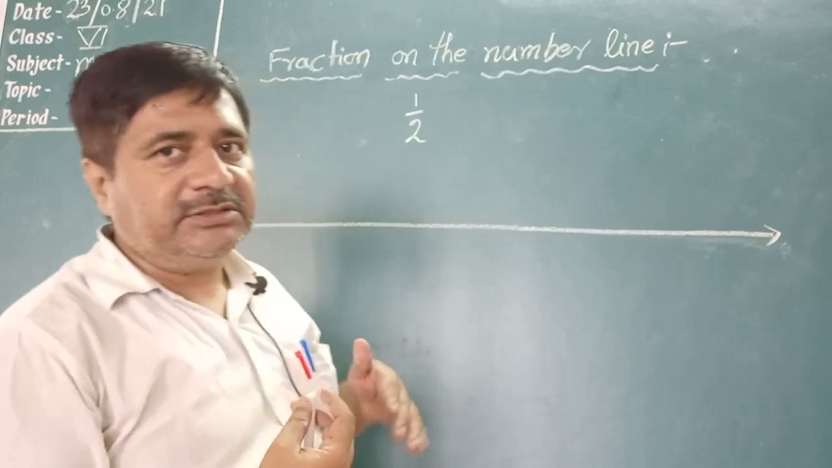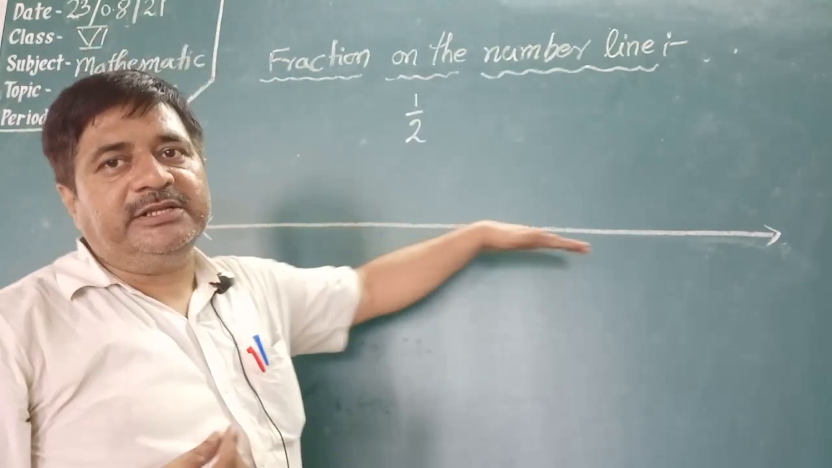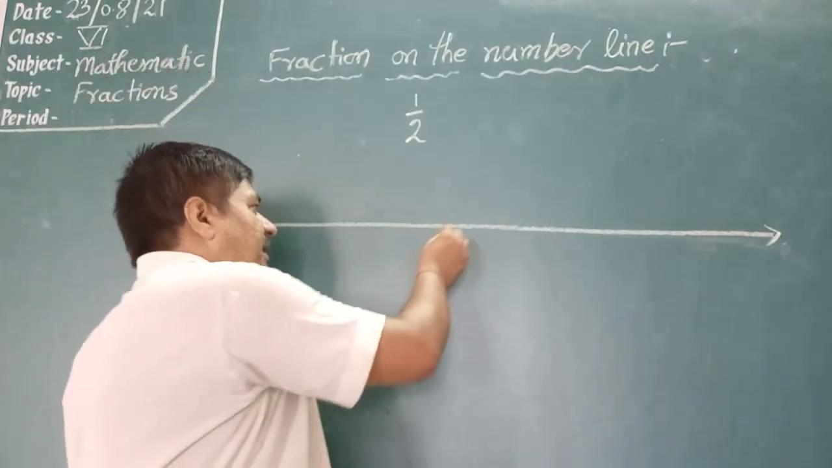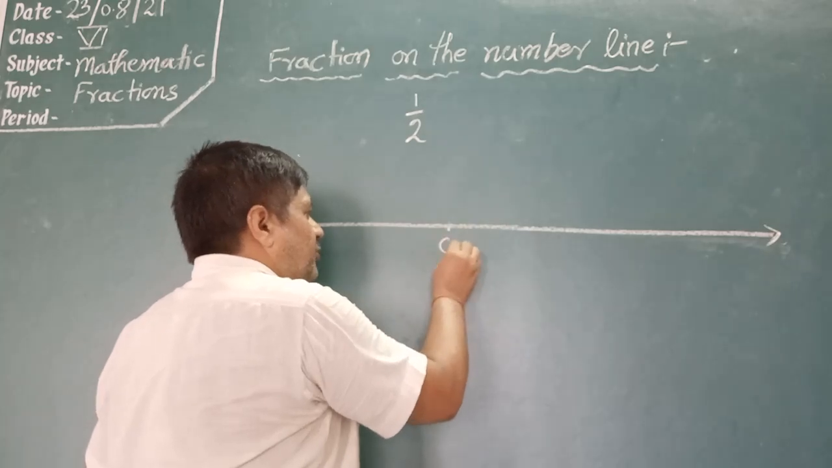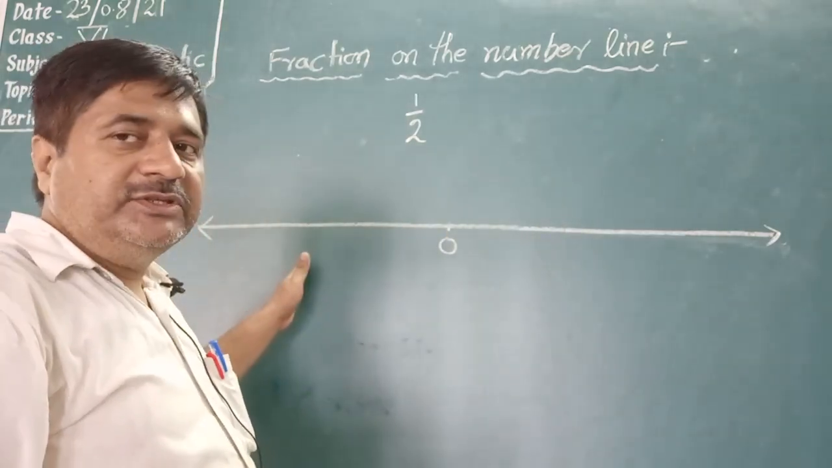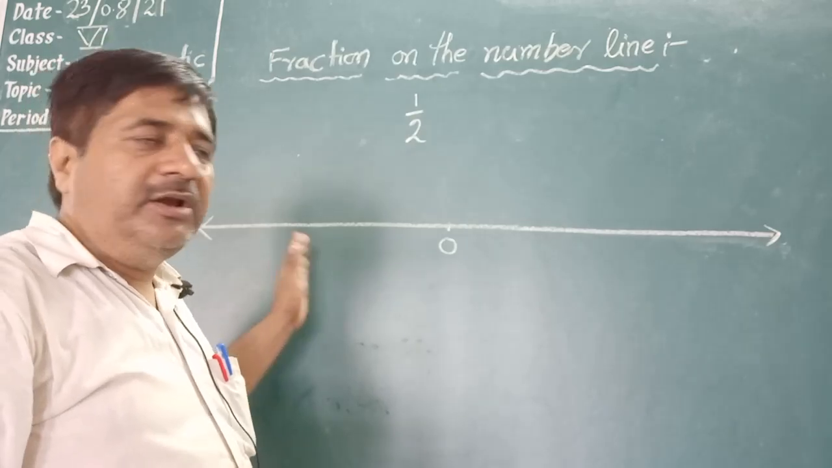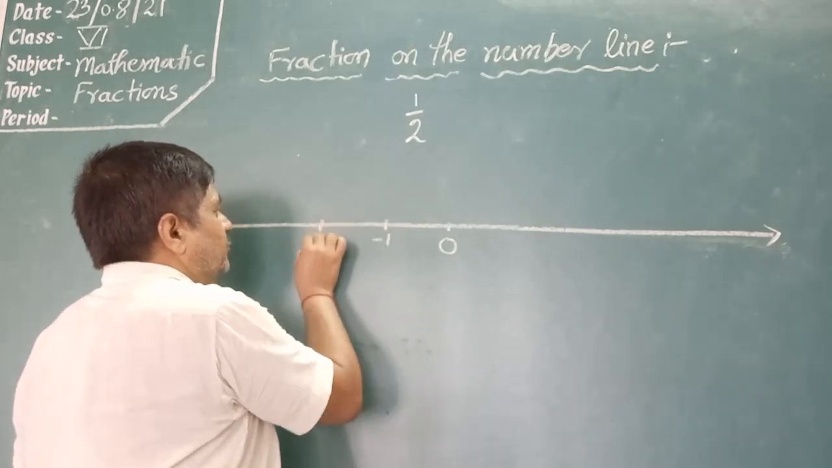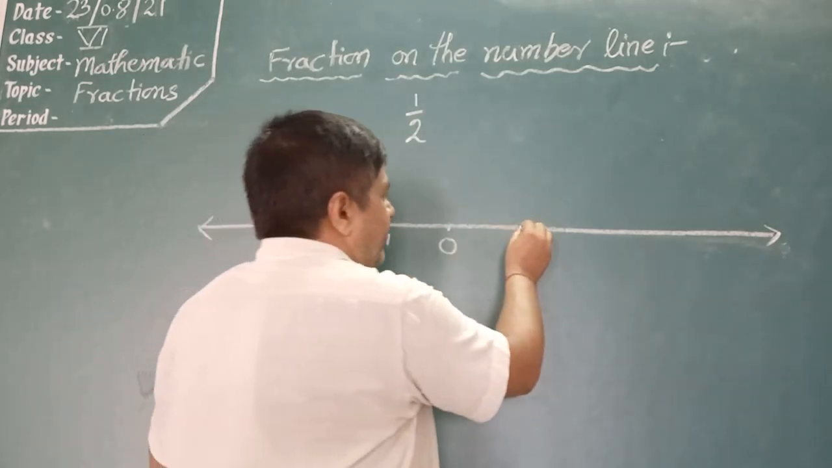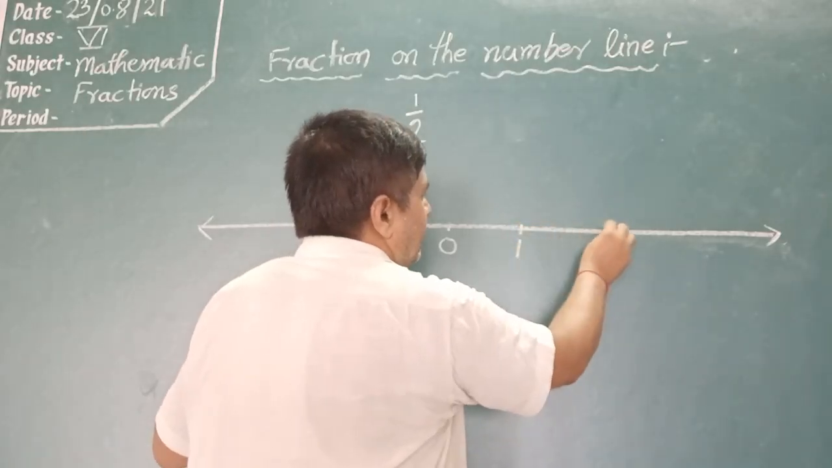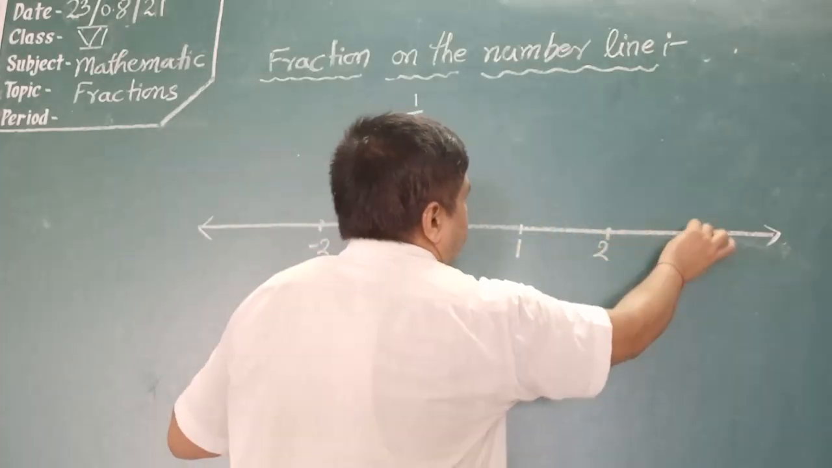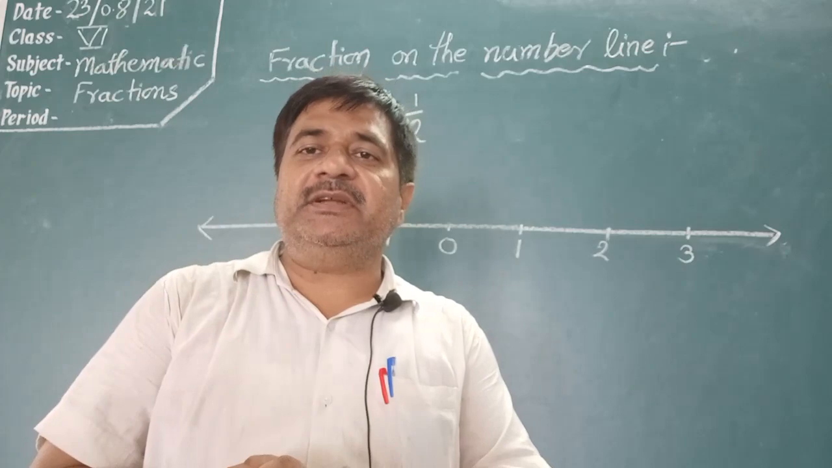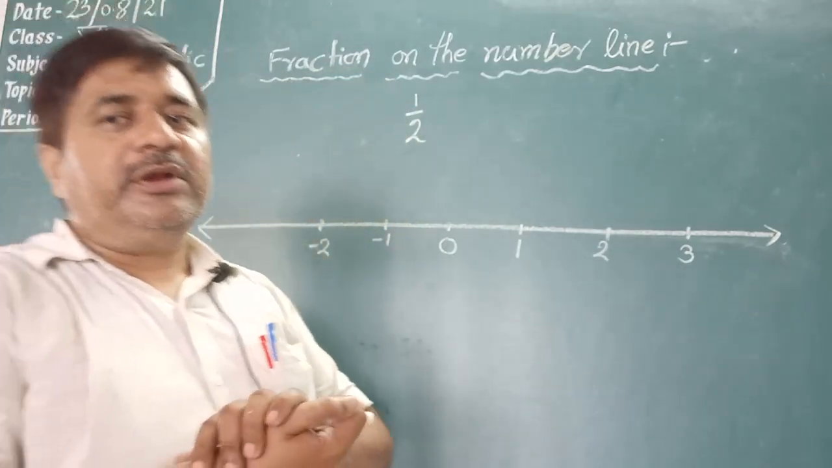For making a number line, you first draw a horizontal line. In the middle, you know that it is 0, and the left side of 0 represents negative numbers, that is -1, -2 and so on, and the right side represents +1, +2 and +3. Okay, so this is your number line.